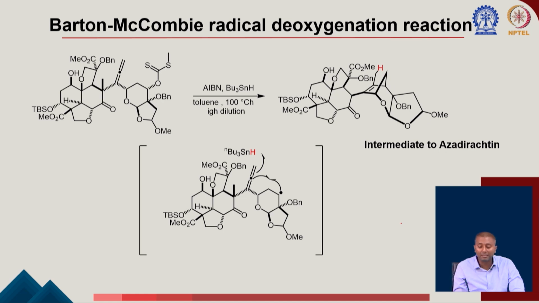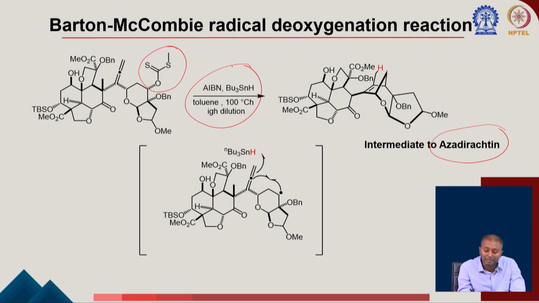There is another very interesting example. This is very important because this particular Barton-McCombie radical deoxygenation was used for the synthesis of one of the key intermediates of azadirachtin. It is a very important natural product from the neem tree, which was synthesized by Steve Ley's group in Cambridge. In their synthesis, from this alcohol they generated this thioxoester, and then using AIBN and tributyltin hydride they generated this radical, but this radical took part in an intramolecular cyclization.